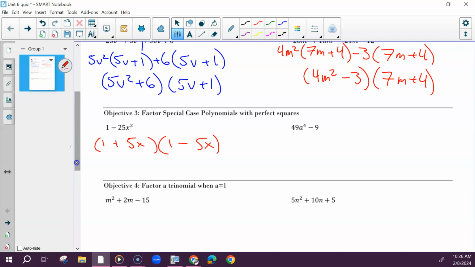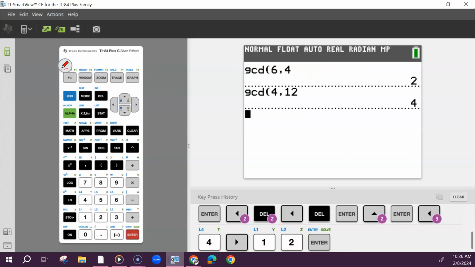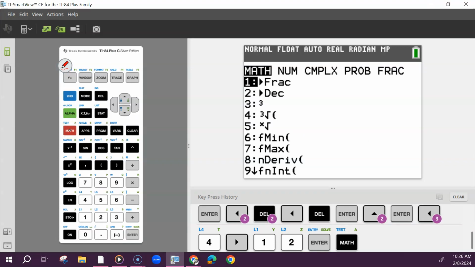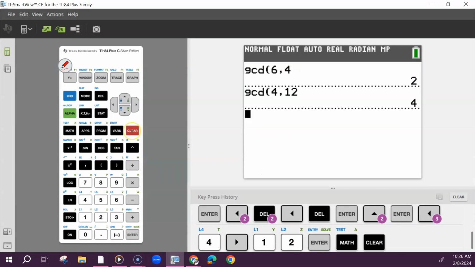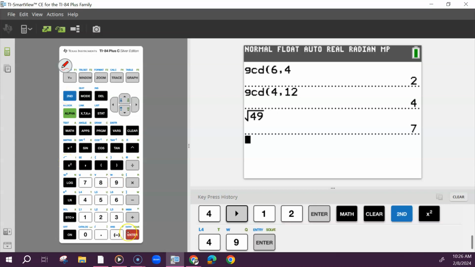Then for this one, most of us got this. This should have been 7a squared minus 3 and 7a squared plus 3. Squared, not 3. So you're looking for what times what gives you that number. If you're not sure, go into second and then x squared on the calculator, and then take the square root of whatever that number is. So you can figure out what times what would give you that.